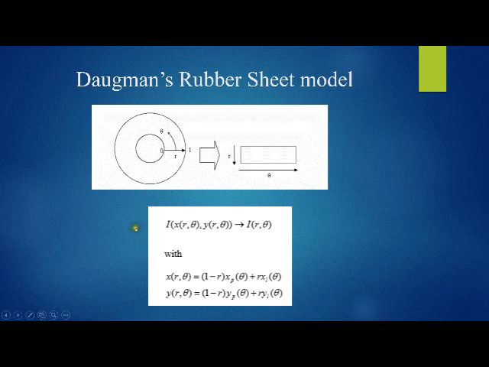So the remapping of the iris region from x, y, which are the Cartesian coordinates, to the normalized non-concentric polar representation is modeled by this particular equation here, where I of x, y is the iris region image, x, y are the Cartesian coordinates, r, theta are the polar coordinates, and xp and yp are coordinates of the pupil, whereas xl and yl here are the coordinates of the iris.